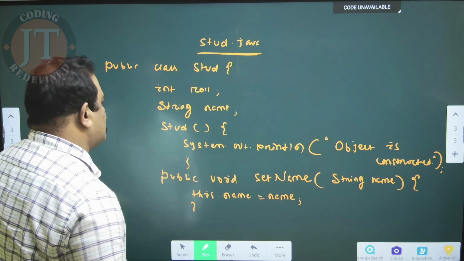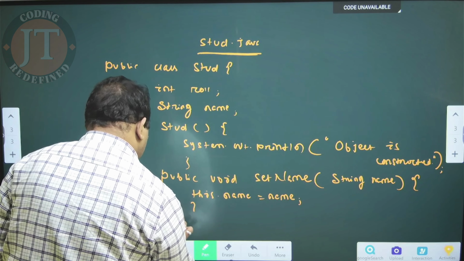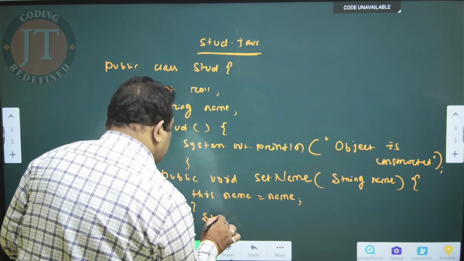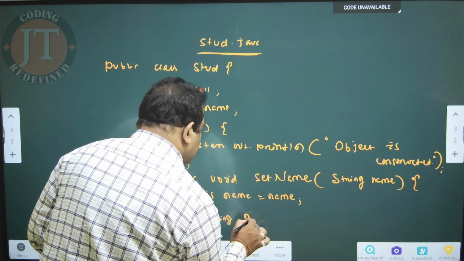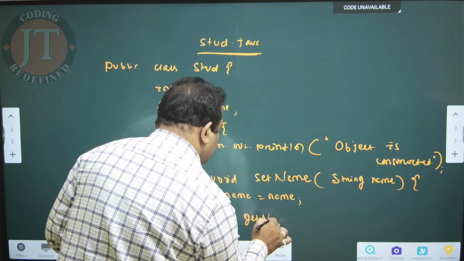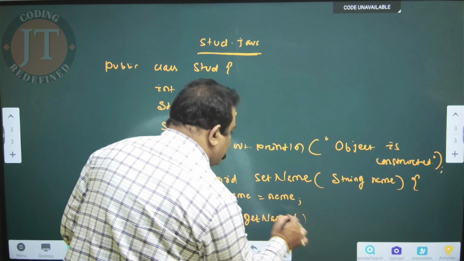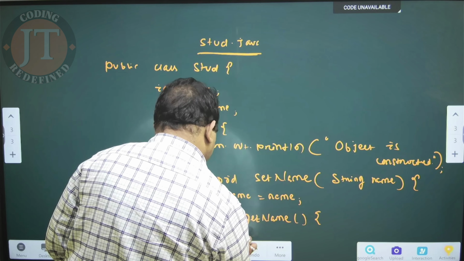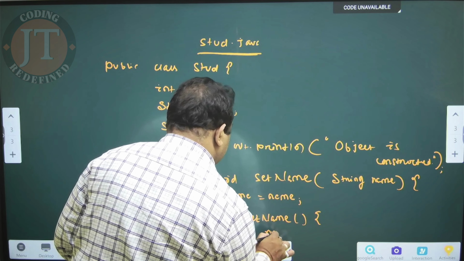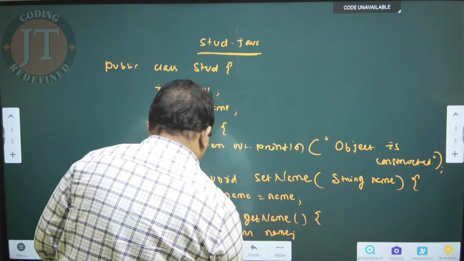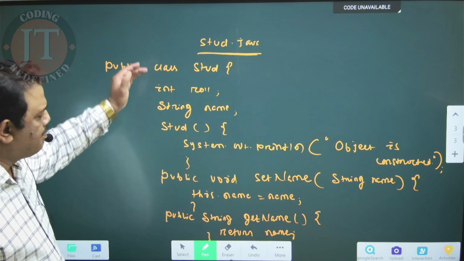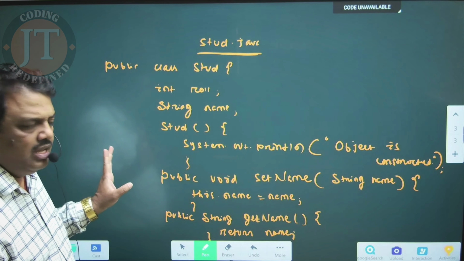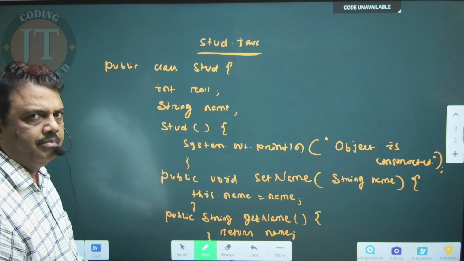What is my next job? I just write here public String getName. When I write getName, what is my next job? I write return name. So anyway, this is the simple program I use. I have to define the accessor methods for setting the name and getting the name.